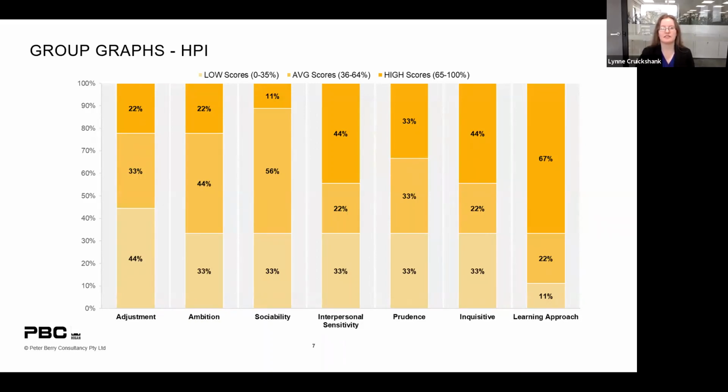So we certainly do see some things that we saw in the other group graphs. Again, we can see learning approach is particularly high for this team, with 67% scoring within that high range. Similarly for inquisitive, with 44%, you can see that quite a large proportion of the team tend to have the tendencies associated with scores in the higher range. But it can also provide some additional insights. So now when it comes to things like prudence, it's a bit easier to see that there is actually quite an even split across the team in those scoring in the low, average or high range as well.